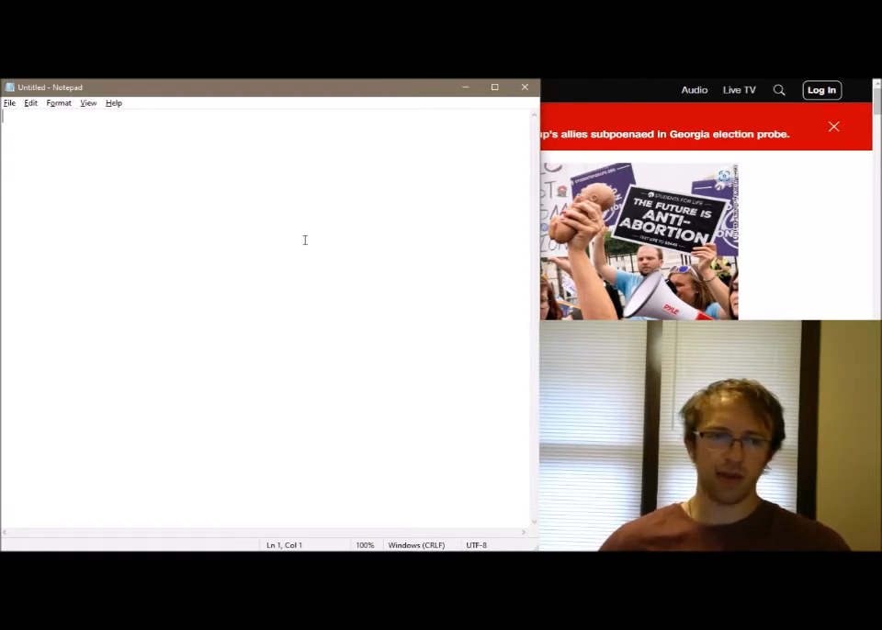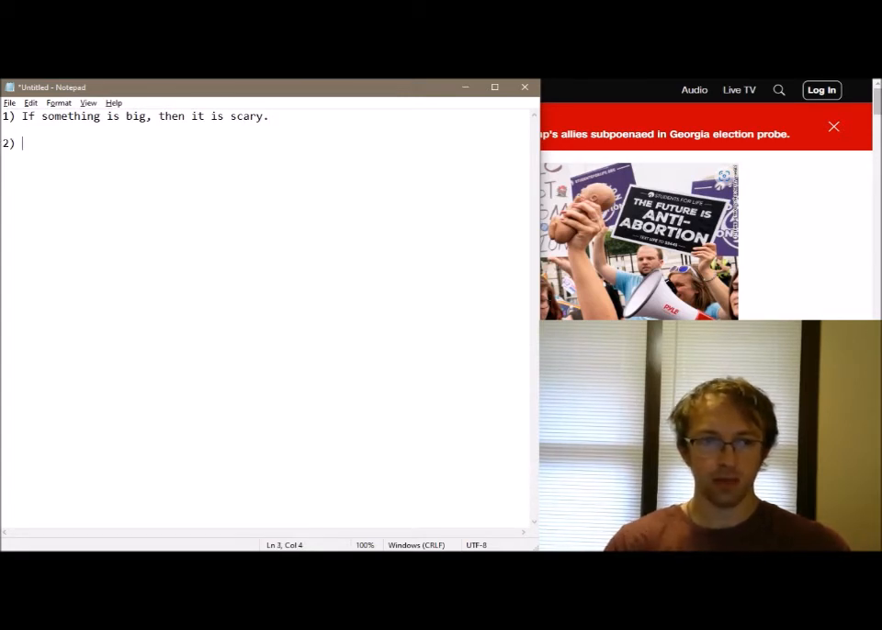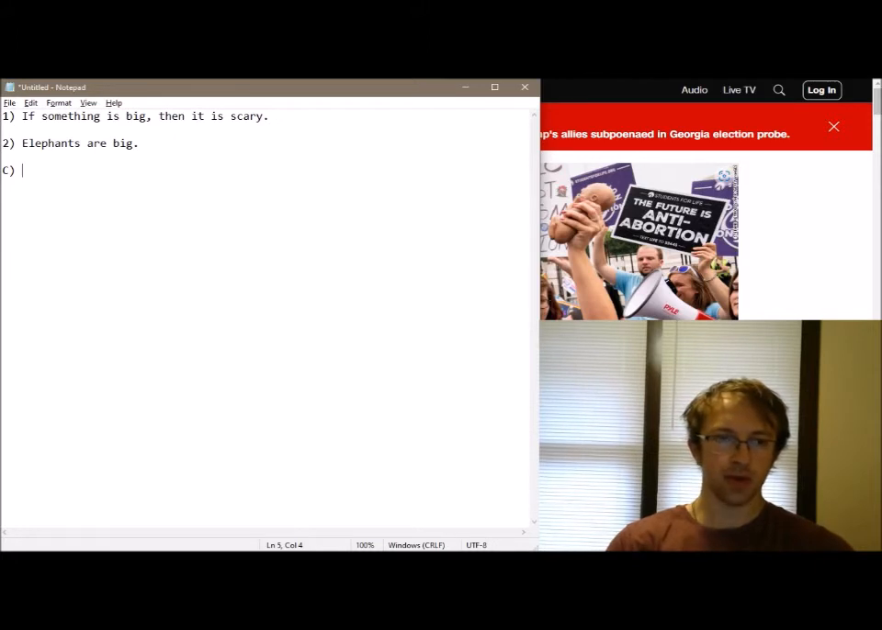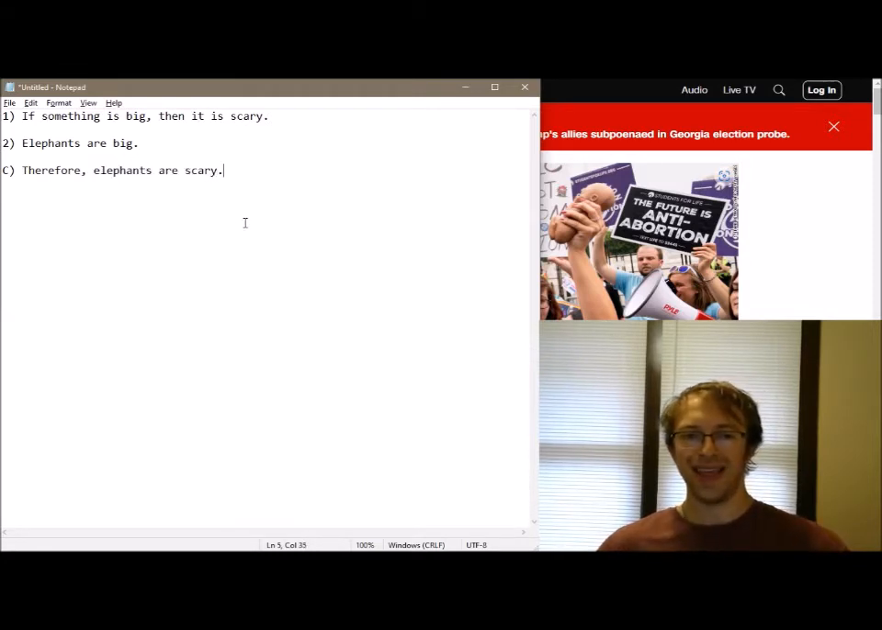So let me just give an example of a premise-conclusion argument. I've got this notepad file open here, so I'm going to type this. Usually you want to number your premises, right? Premise one: if something is big, then it is scary. Premise two: elephants are big. So you have these two premises, then you're going to have a conclusion. The conclusion is a logical result of the premises. So then we say, therefore, elephants are scary. Okay, this is a premise-conclusion argument.